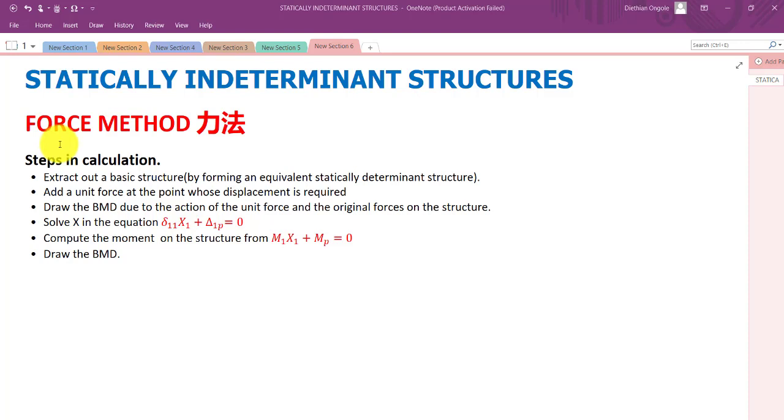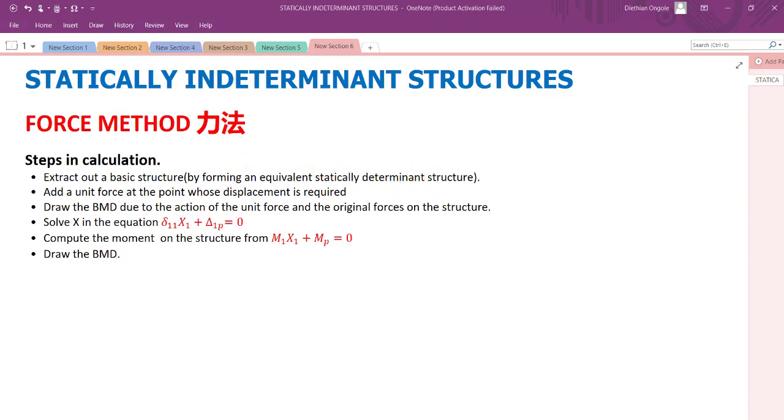Say they require us to draw a bending moment diagram of a structure that is statically indeterminate. What are the steps that we take in calculation? The first one is that we extract out a basic structure by forming an equivalent statically determinate structure from the statically indeterminate structure.